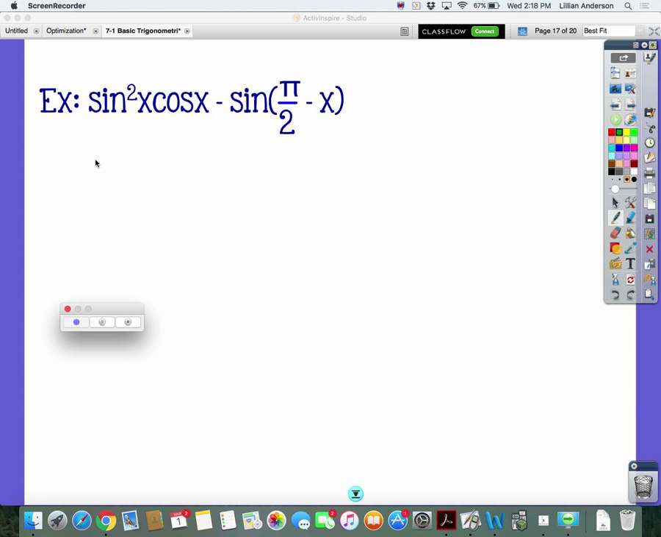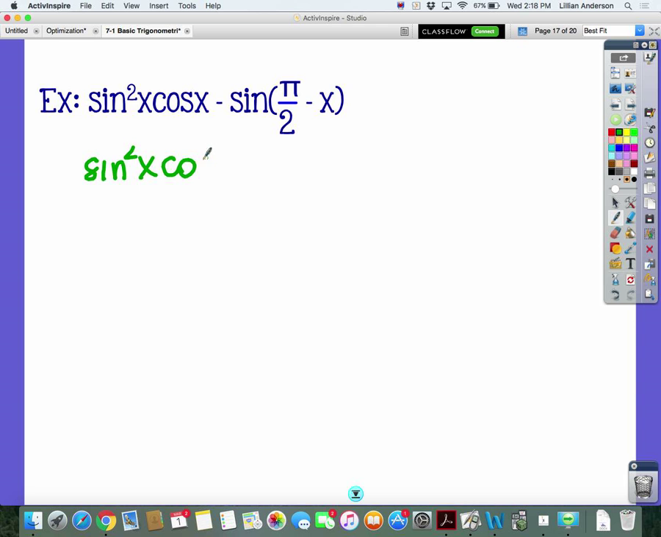Cofunction, it is equal to cosine. So right now we have sine squared x cosine x minus another cosine x. Does everybody see that? This is the cofunction identity. No, we can't cross them out because this cosine is being multiplied to the sine squared x. Now, if there was a plus here, yes, we could have, but there's not. Is there anything else we could do to simplify this? It's not simplified.